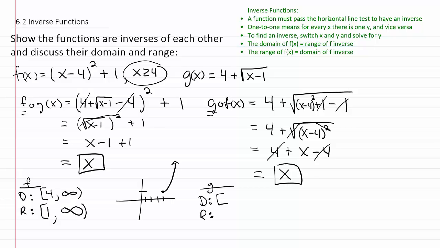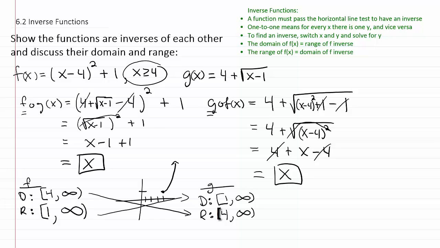So the domain now for the g function will be the old range, so 1 to infinity. And that means that the range for the g function will now be the old domain, which is 4 to infinity. In other words, we just switch these locations. We swap them positionally, and now we have the domain for g and the range for g.